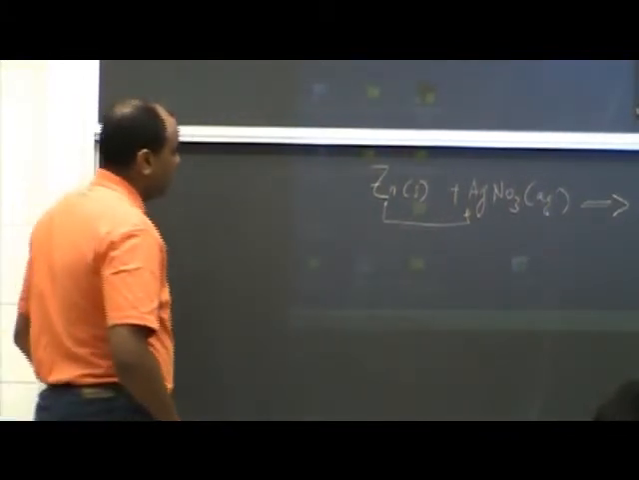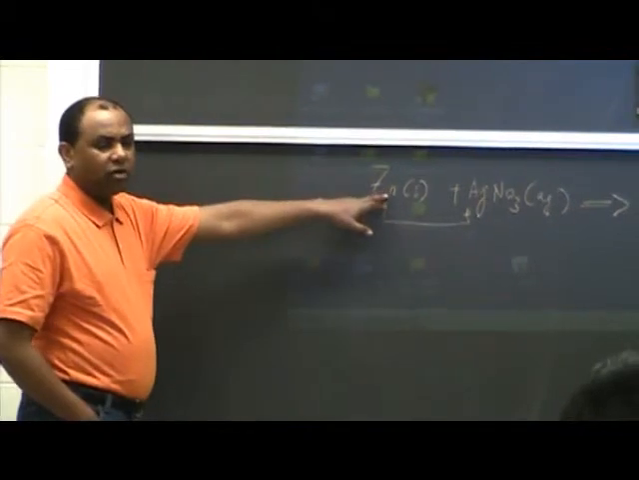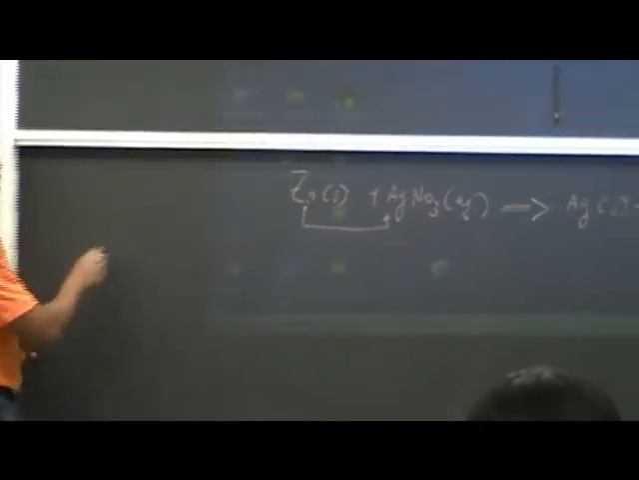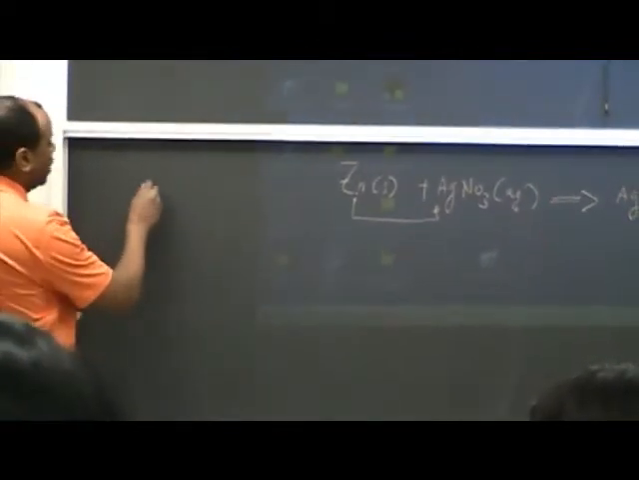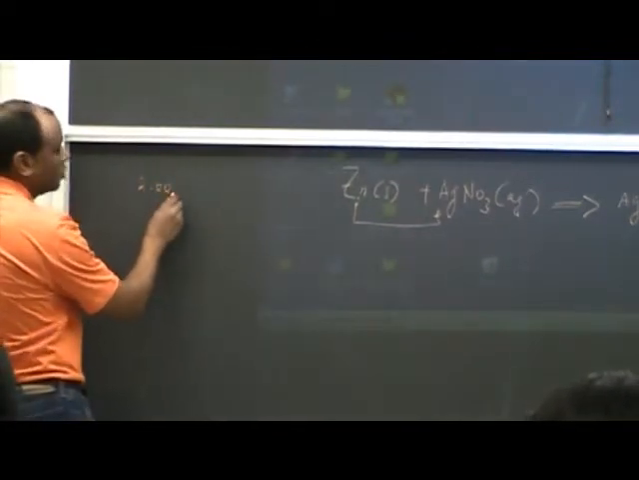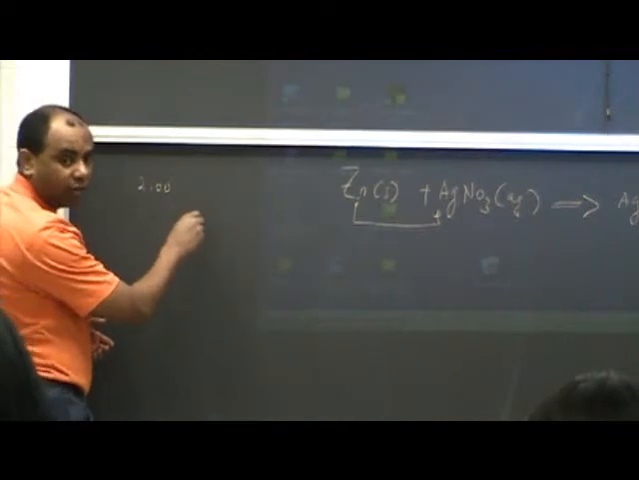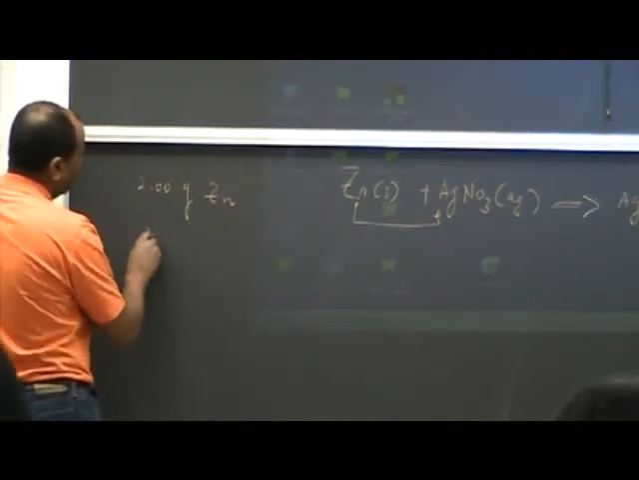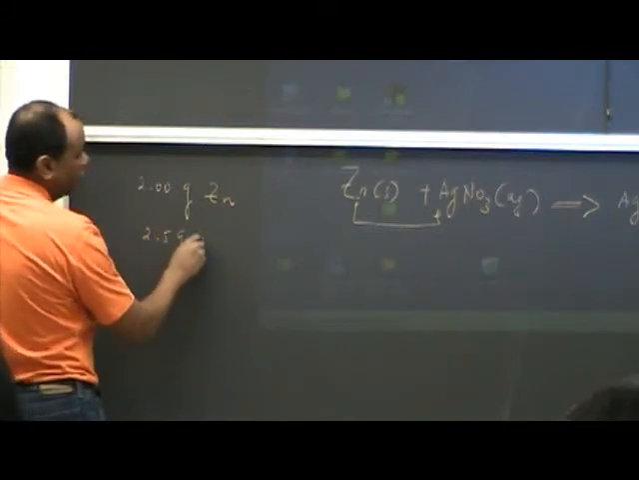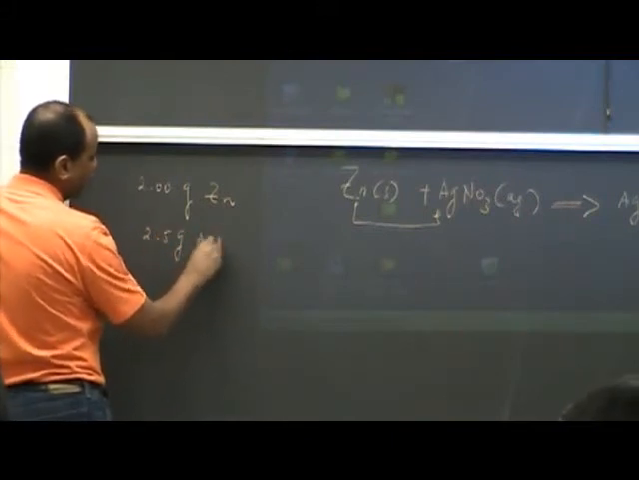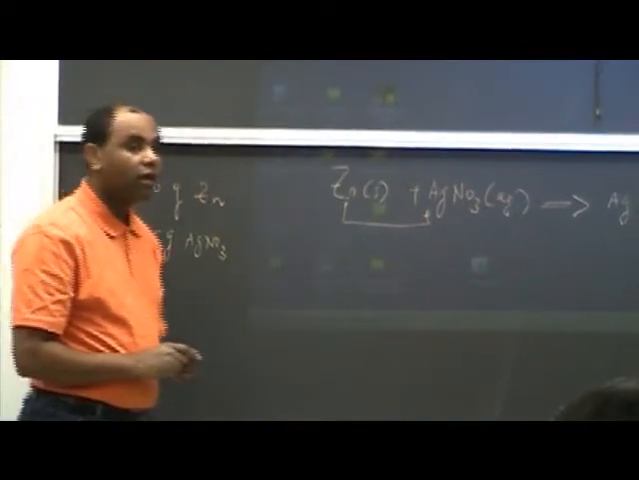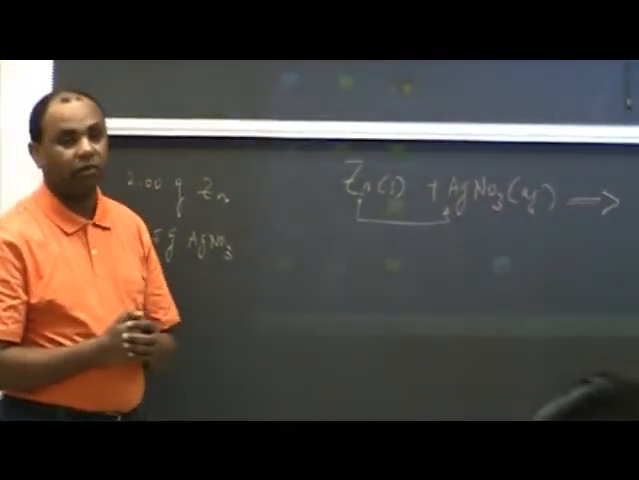In that regard, there were some values given to you, right? 2 grams of zinc is given. 2.5 grams of AgNO3 is given, right? And you have to balance the equation.